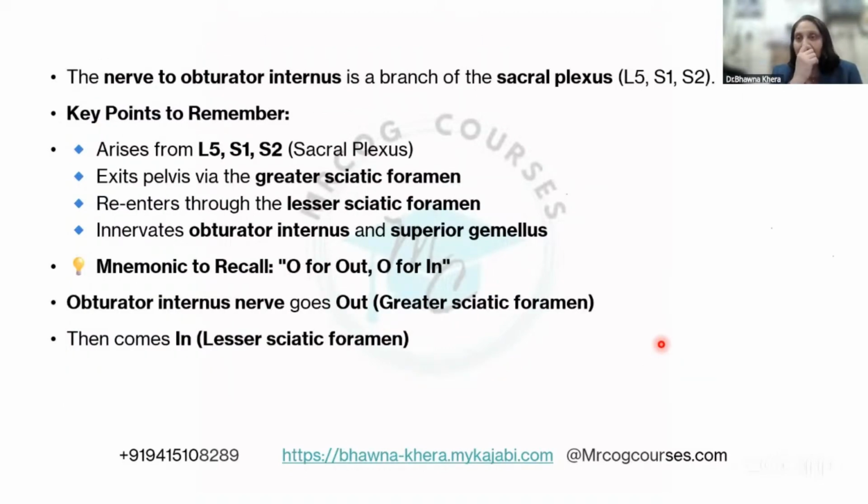The nerve to the obturator internus is a branch of the sacral plexus, L5, S1, and S2, and it exits the pelvis via the greater sciatic foramen, re-enters through the lesser sciatic foramen, and innervates the obturator internus and the superior gemellus.